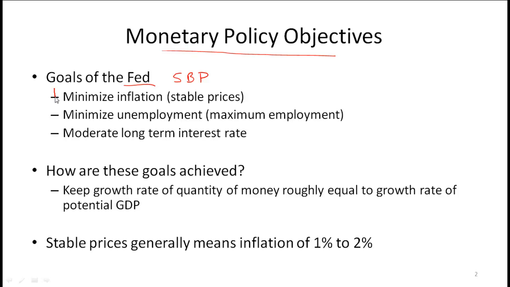The most important goal of the Fed is to minimize inflation, which means to keep prices stable. The second goal is to minimize unemployment, and the third is to ensure moderate long-term interest rates. How are these goals achieved? A simplistic answer is that the Fed tries to keep the growth rate of the quantity of money roughly equal to the growth rate of the potential GDP. In the United States, stable prices generally means inflation of 1% to 2%.